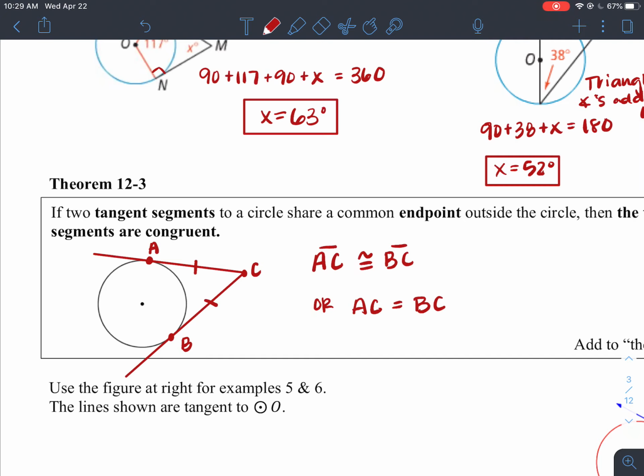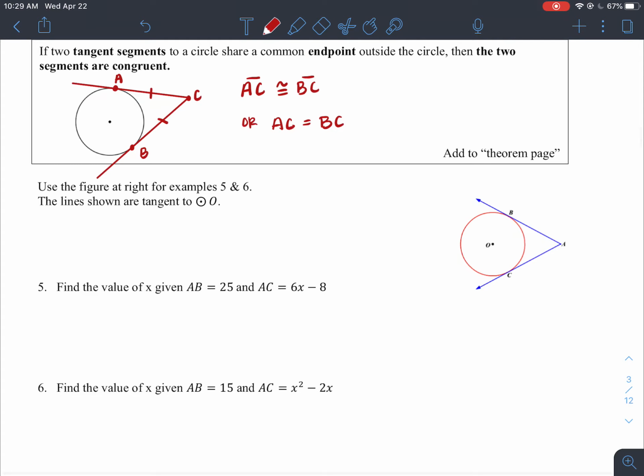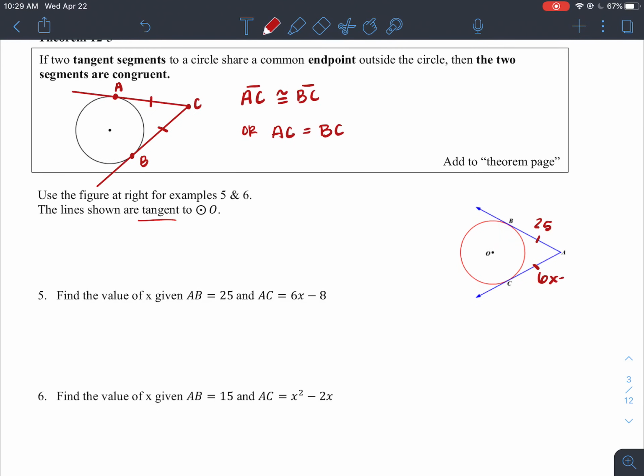This is going to show up quite often when you have a circle inscribed inside of some sort of shape. And we'll see an example of that in just a minute. All right. But we have this example down here. AB and AC, those are going to be congruent because they tell me that they are tangent. If the value for AB in example 5 is 25, so let's say this is 25, and AC is 6x minus 8, can you solve for x?